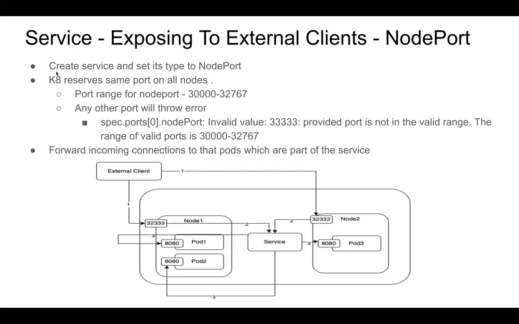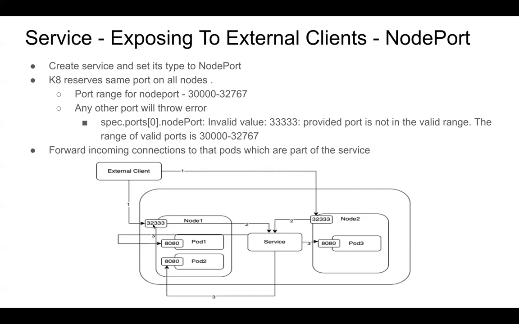Now I'm trying to represent this in a diagram. Let's say you have this Kubernetes cluster boundary, and you have node 1 and node 2. There is port 32333 open on both of these nodes, and inside each node you have multiple pods. And this is the service object which got created. Now what the external client will do is connect to the node port 32333 address on any of these nodes, right?